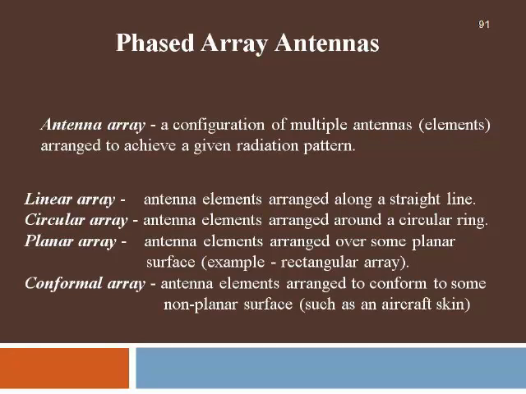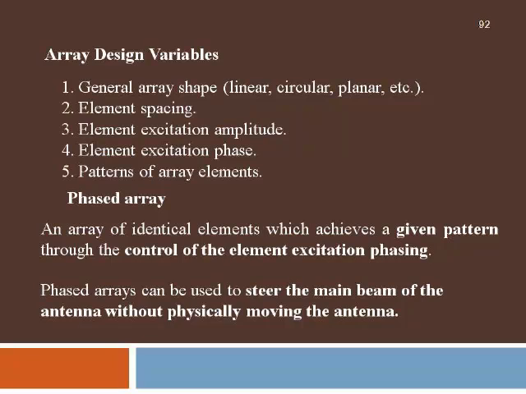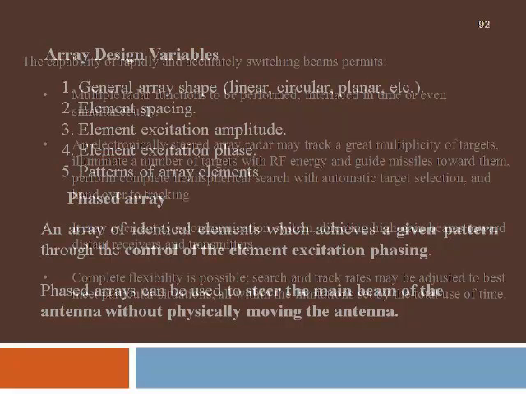Array design variables are the array shape, element spacing, excitation amplitude, excitation phase, and patterns of the individual array elements. A phased array is an array of identical elements which achieves a given pattern through the control of the element excitation phasing. Phased arrays can be used to steer the main beam of the antenna without physically moving the antenna.